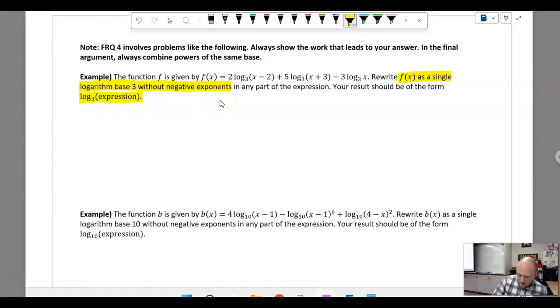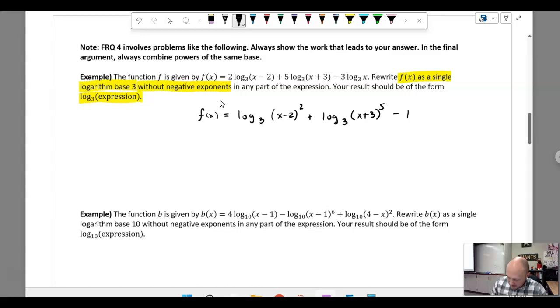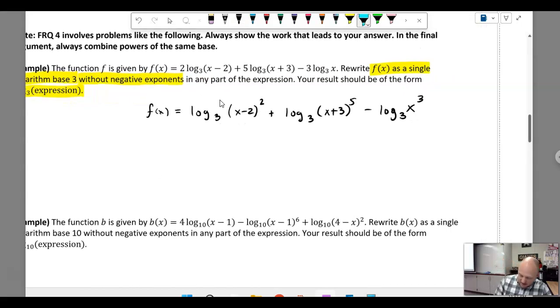So let's go ahead and let's do this. I have f of x, and I have 2 log base 3. Well, again, I'm going to take that coefficient, and I'm going to make it the power of my argument. Same with the 5 here. I'm going to make it log base 3 of x plus 3 to the power of 5 minus log base 3 of x to the power of 3. Okay, so all I did in this was I just took these coefficients and I made them powers of the argument. That's your power property.